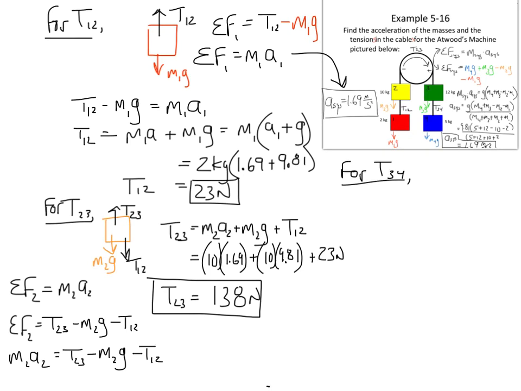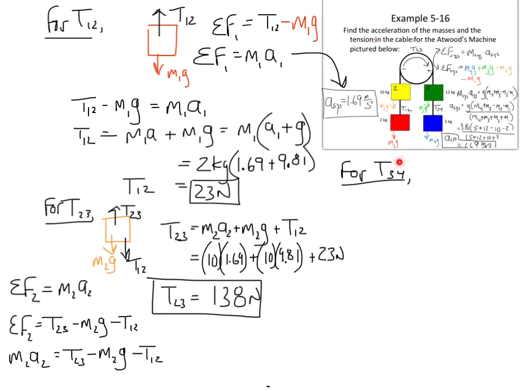Now, for the last one, we used box 2 to find the tension between 2 and 3 because we knew the tension between 2 and 1 and the weight force and all that stuff. For this last one right here, we have the luxury, once again, of picking which box we want to use. And in my opinion, box 4 might be a little bit easier to use because it only has one tension applied to it. That's the tension between box 3 and 4, which is what we're solving for right there.